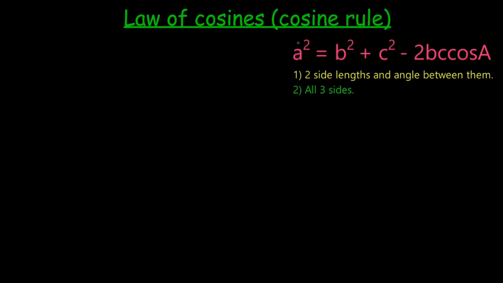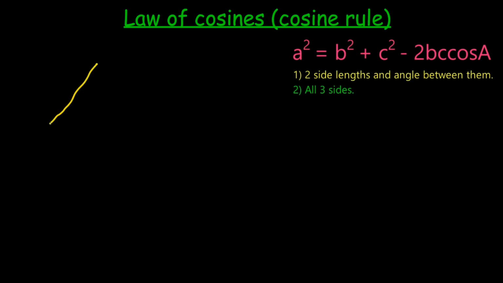Hello everyone, this is the cosine rule. We can use it in two cases. Number one, where we know two side lengths and the angle between them in a triangle, or if we know all three sides of the triangle. So let's start with an example.